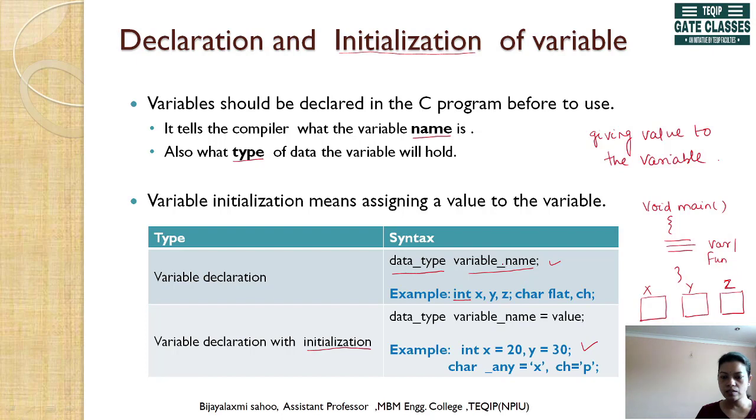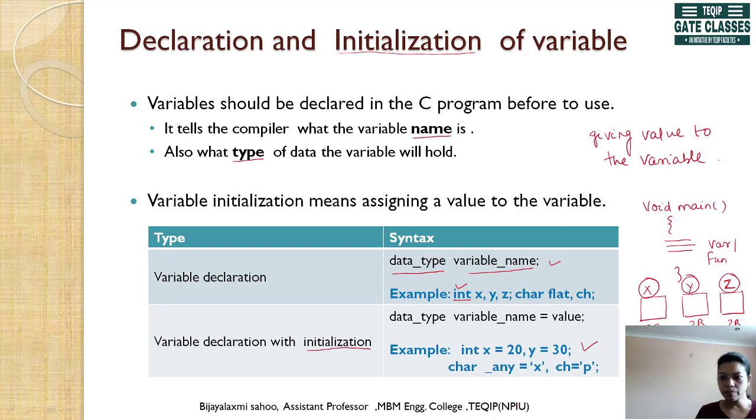Suppose I am using a 16-bit compiler, then each is going to occupy 2 bytes of memory. So this is 2 bytes, this is 2 bytes, this is 2 bytes. This is the name of a memory location, this is another name of a memory location, this is another name of a memory location. Who is saying this is going to occupy 2 bytes? This data type.